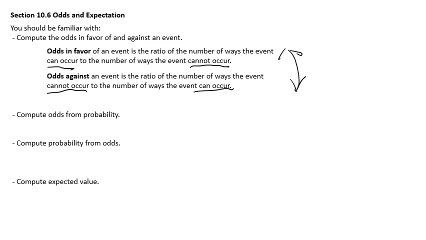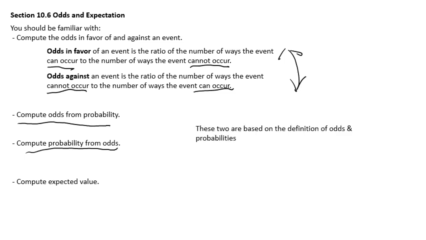Next, computing odds from probability and computing probability from odds. In other words, these two concepts are based upon knowing the definition of odds and knowing the definition of probabilities. Remember, probability is the number of ways it can occur divided by the number of ways anything can occur. Well, odds, it either happens or it doesn't happen. Complements of one another. Keep that in mind.